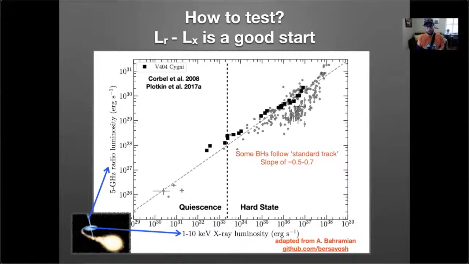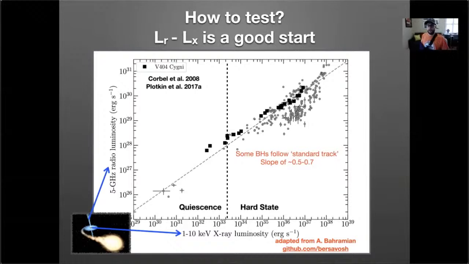Now, one place to start to try and differentiate between the models would be LRLX, which is the radio luminosity, X-ray luminosity correlation that we so often see in black hole X-ray binaries. The fact that a correlation exists between the X-ray and radio luminosities suggests that there is some intimate interplay between the disk and the jet, the so-called disk-jet connection that we talk about so much.